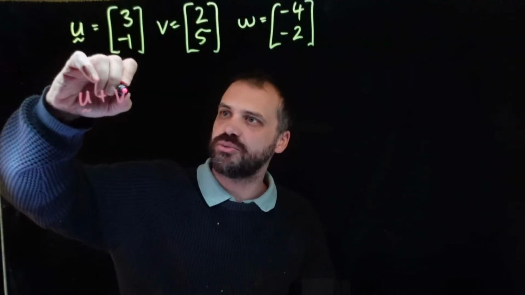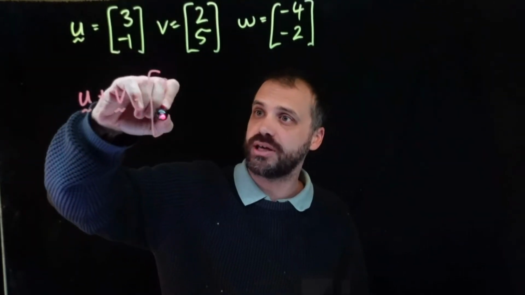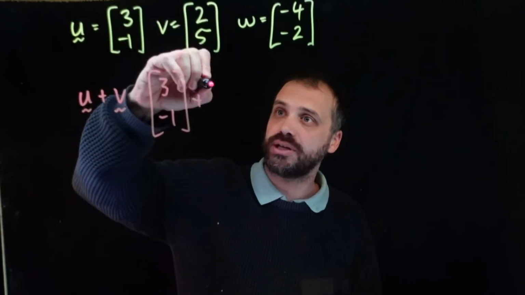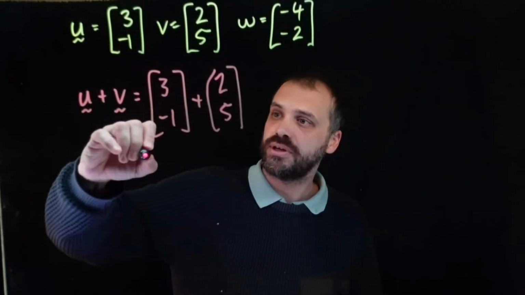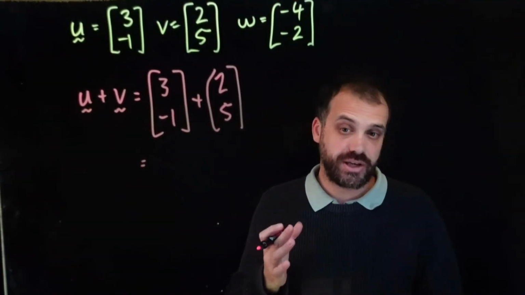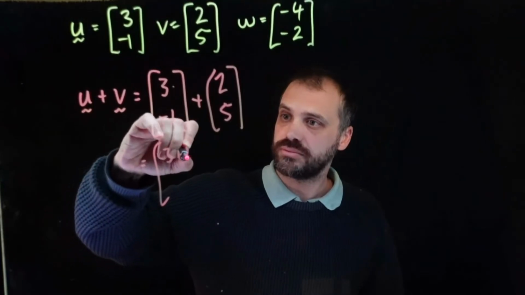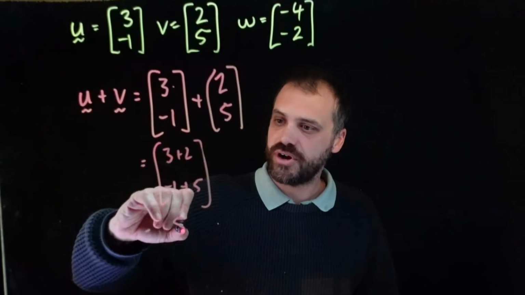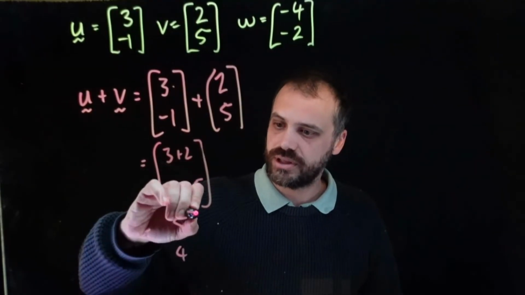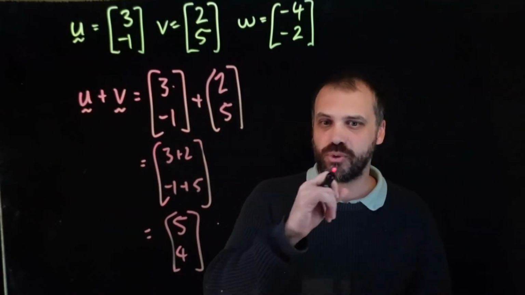We have vector u, we have vector v, and we're going to add them together. So 3 and -1, and we're going to add v, which is 2 and 5. And it works exactly how you would think it works. 3 plus 2, and -1 plus 5. -1 plus 5 is 4. And my answer here is 5, 4.